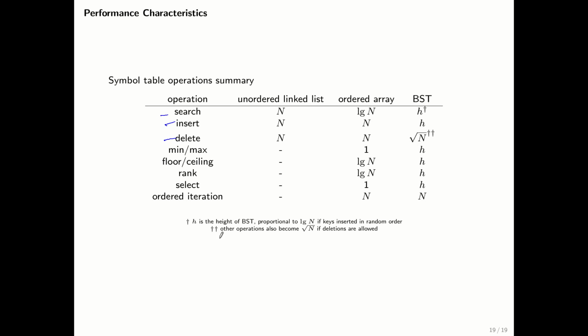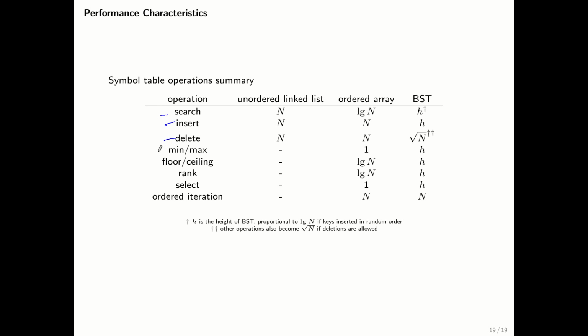Now here, you need to keep in mind that once you start allowing deletions in a binary search tree, the other operations also suffer, right? And they also become operations that have running time proportional to square root of n, all right?